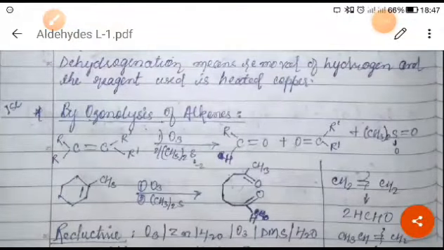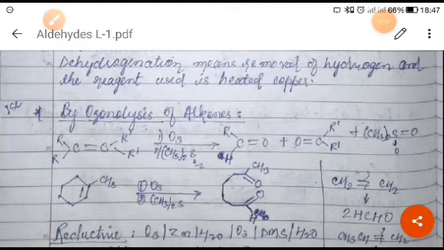Now the next method is ozonolysis of alkenes. When we talk about the ozonolysis of alkenes, alkenes react with ozone to form ozonoid, which on subsequent cleavage with zinc dust and water gives aldehyde and ketone.